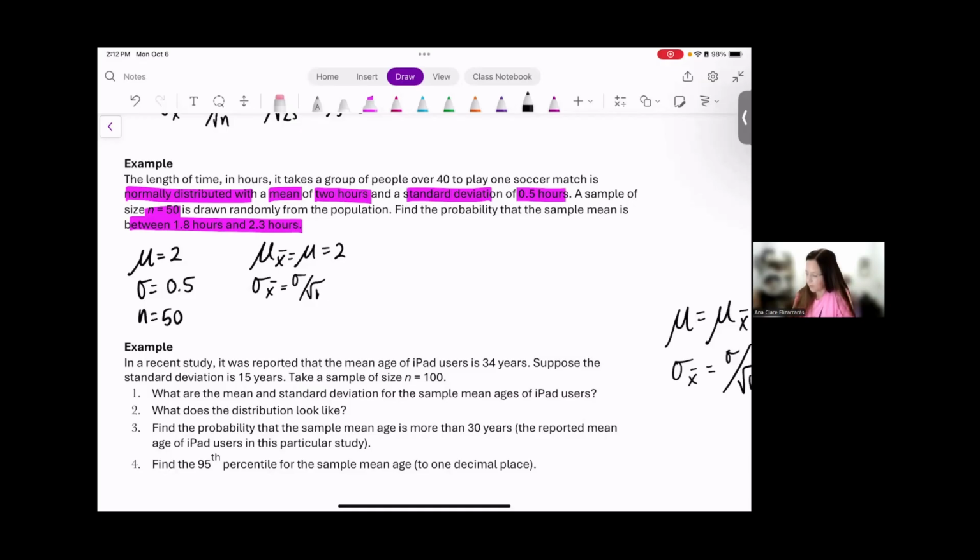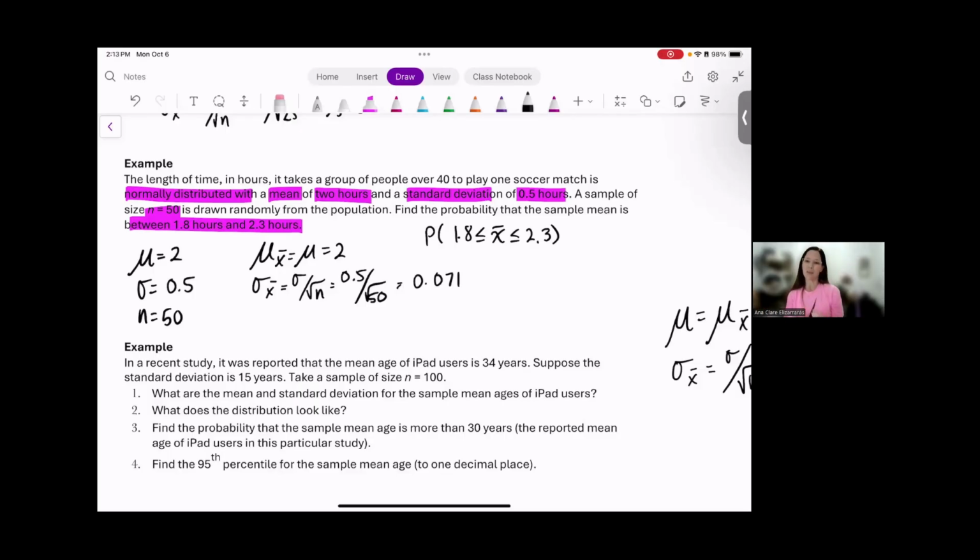So I'm going to take 0.5 and divide that by the square root of 50, and I'm going to use my calculator for that. When I do that, I get a value of 0.071, so 71 thousandths, for my standard deviation. And then I'm going to use technology to help me determine the probability that the sample mean is between 1.8 and 2.3. You could calculate z-scores for this if you wanted to, and then use the standard normal calculator, or you can just use the normal calculator.